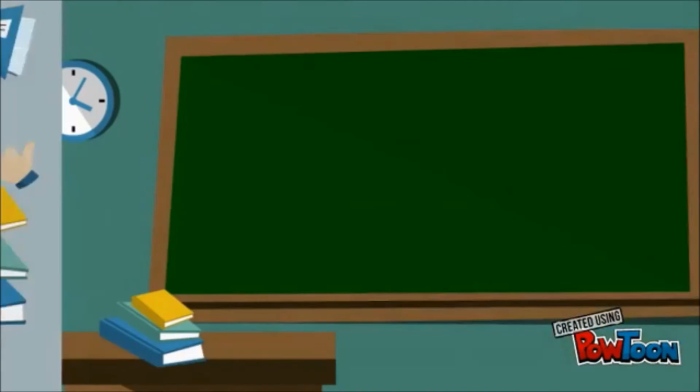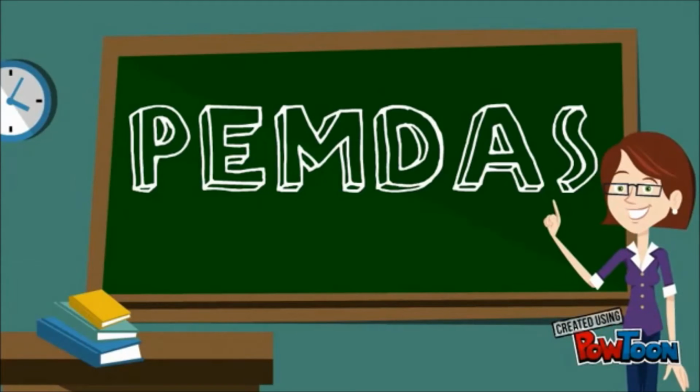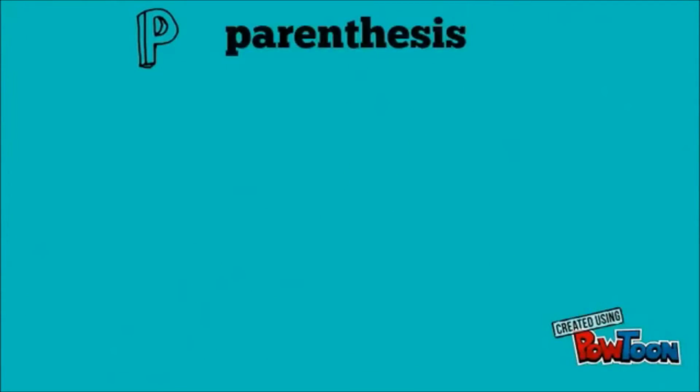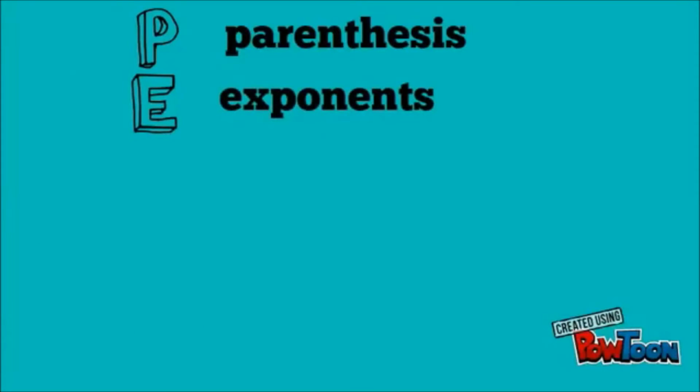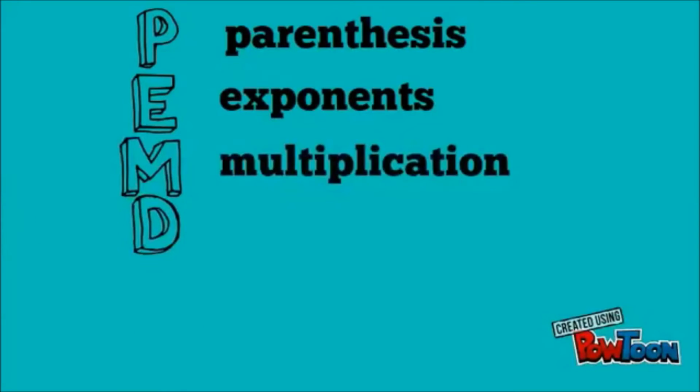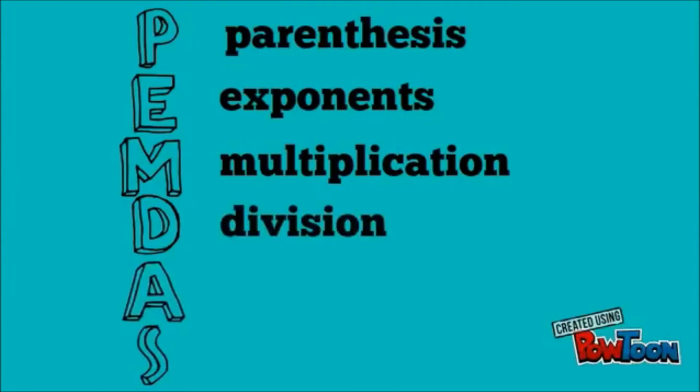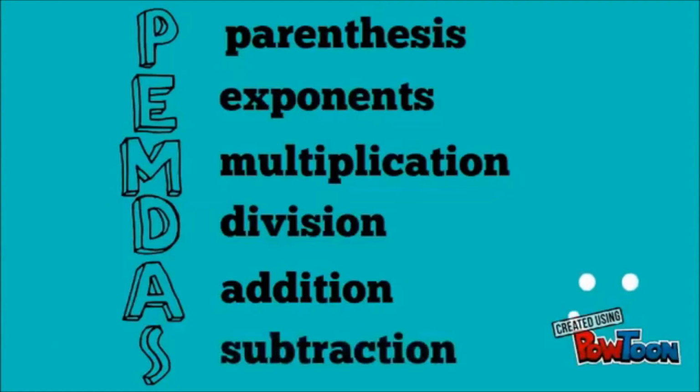If you remember this acronym PEMDAS, then you remember the order of operations, because each letter in PEMDAS stands for something that you need to do. P stands for parentheses, E stands for exponents, M and D stand for multiplication and division, and A and S stand for addition and subtraction.